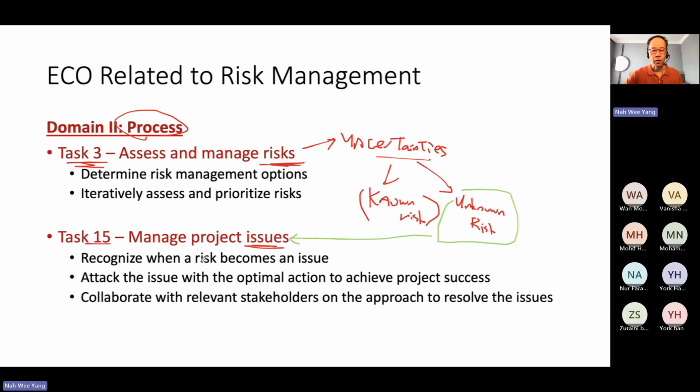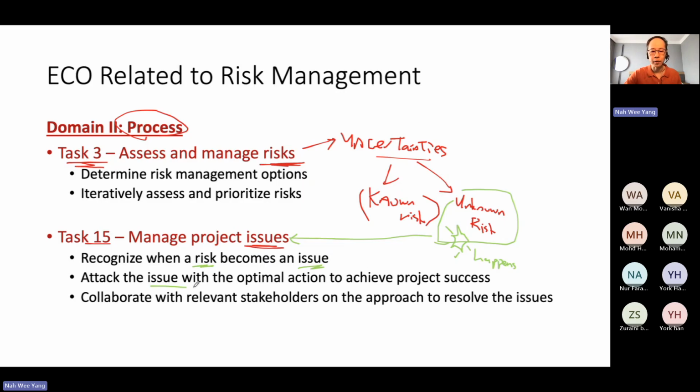So recognize when a risk becomes an issue. When an unknown risk happens, if it just boom, it happens, it is not a risk anymore. It becomes an issue. When the issue happens, what do you do? Firefighting all the time. That's what will happen in our project, all the time, if you don't do proper risk management. We are firefighting. So that is actually us dealing with the issue.